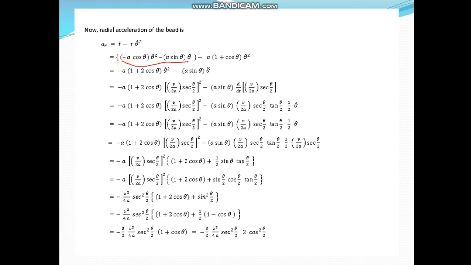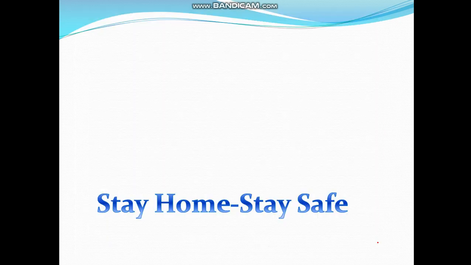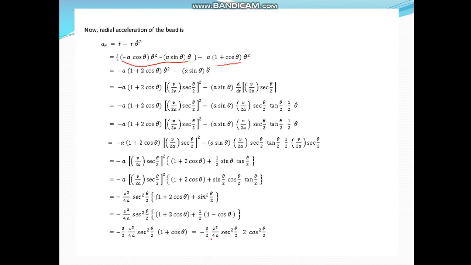We have to put the value of r double dot, and also r theta dot square. Simplify fully, and after simplification you will get our result, that is minus 3 by 2 v square by 4a sec square theta by 2 twice cos square theta by 2. So it is our radial acceleration of the bead.